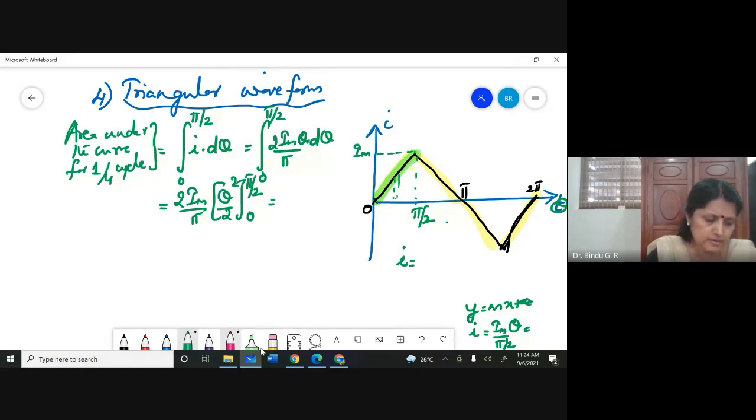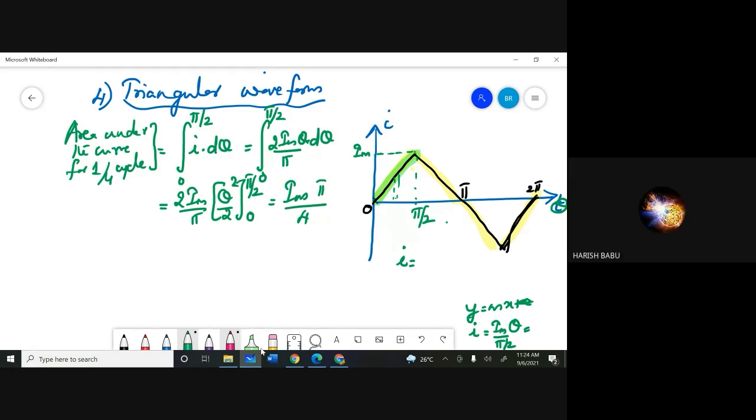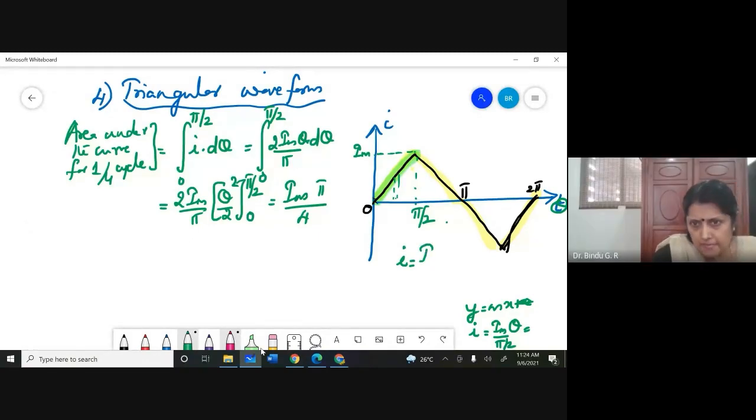What is the area that you are getting? Please do this and tell me. Im pi by 4. Are you all getting this value? Okay, then is that okay? Yes, ma'am. Okay. Then my equation was Im theta by pi by 2.